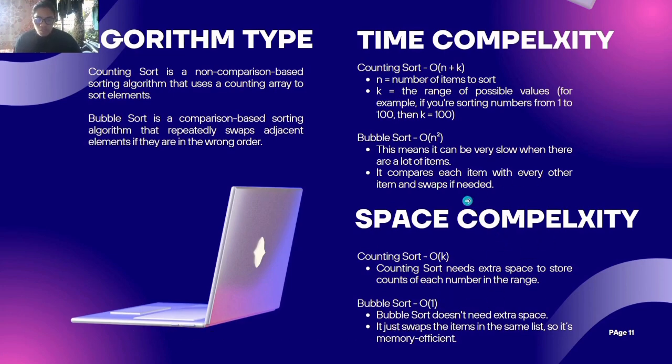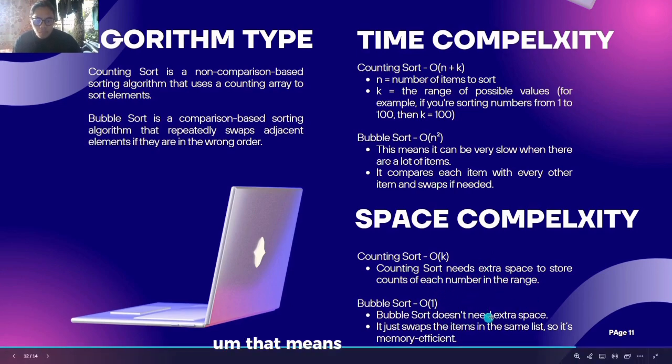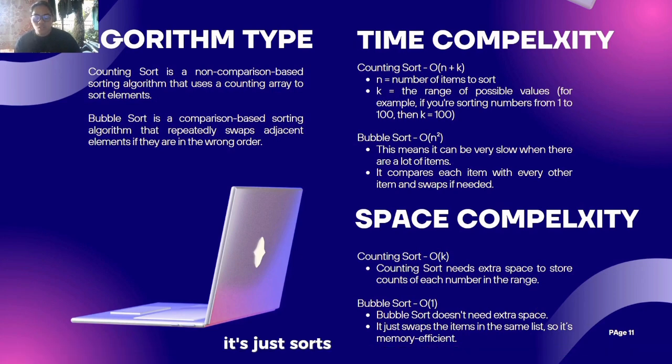Bubble sort uses O(1) space. That means it doesn't need any extra memory. It just sorts using the original list by swapping the values. It doesn't add anything more.